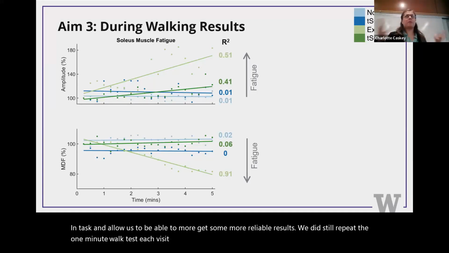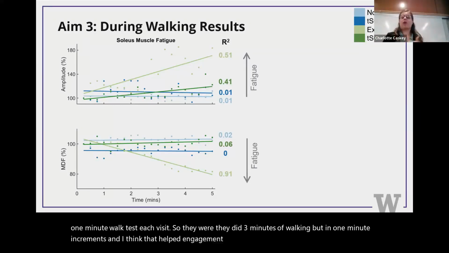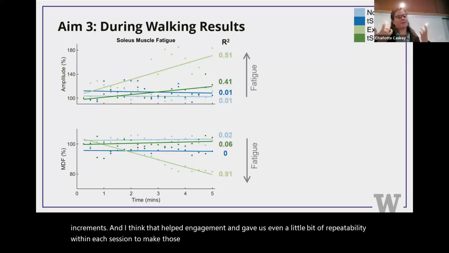We did still repeat the 1-minute walk test each visit. So they did 3 minutes walking, but in 1-minute increments. And I think that helped engagement and gave us even a little bit of repeatability within each session to make those results more reliable. But there's lots of options there for sure.